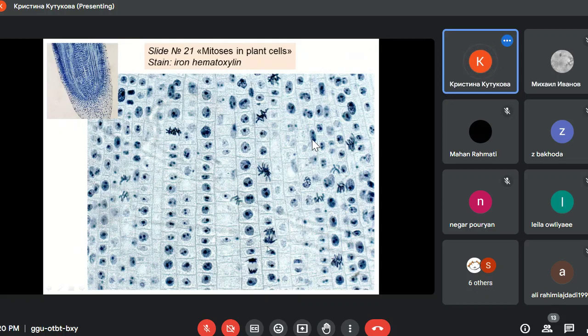For example, here is anaphase, late anaphase, metaphase, and in some cases telophase, not seen in this picture.